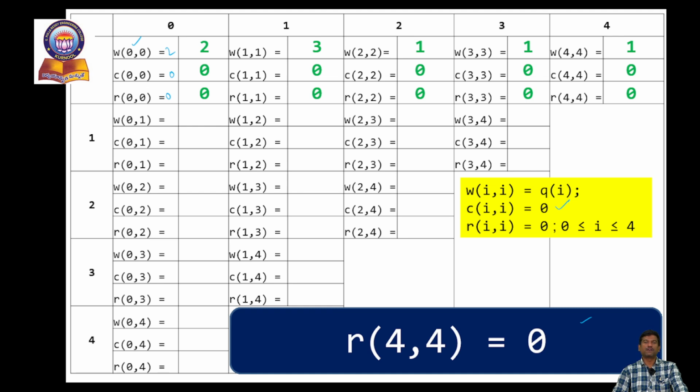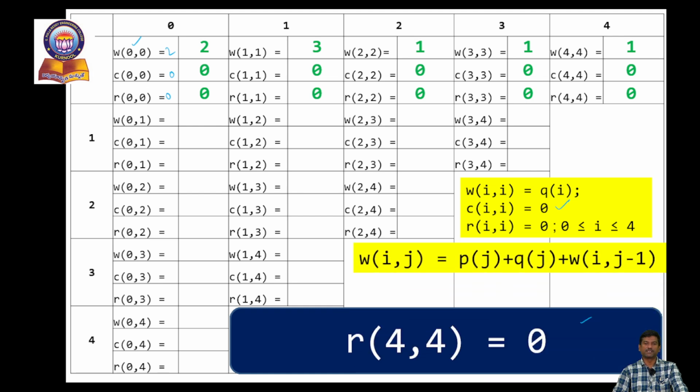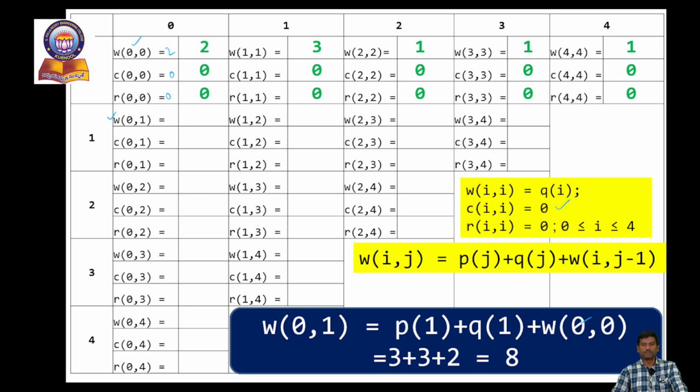So these are the values which have been found at the initial stage. And when you need to compute W of 0, 1, because i is not equal to j, there is a formula that we have observed in the previous slide. That is W of i, j is given as P of j plus Q of j plus W of i, j minus 1.